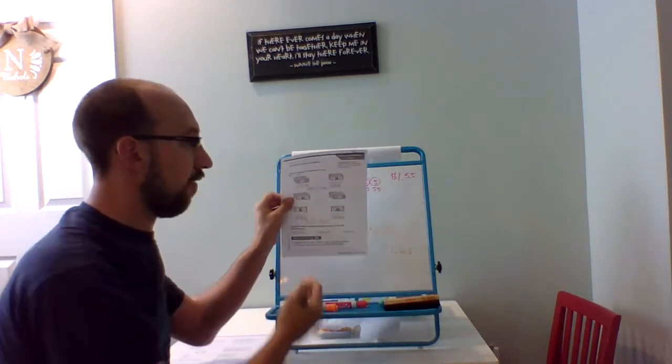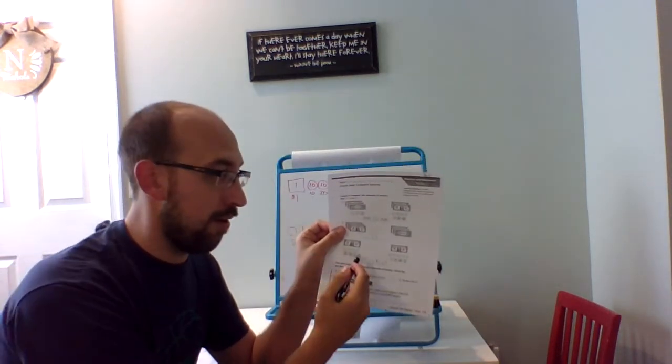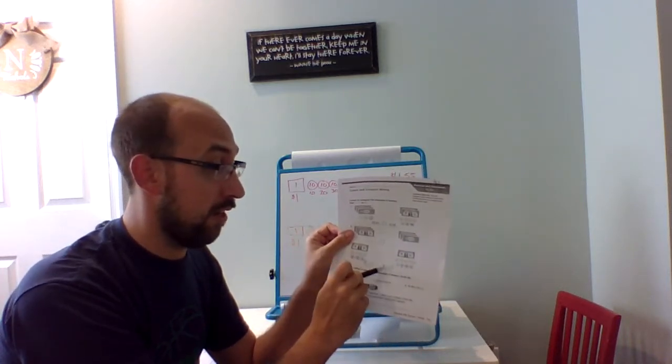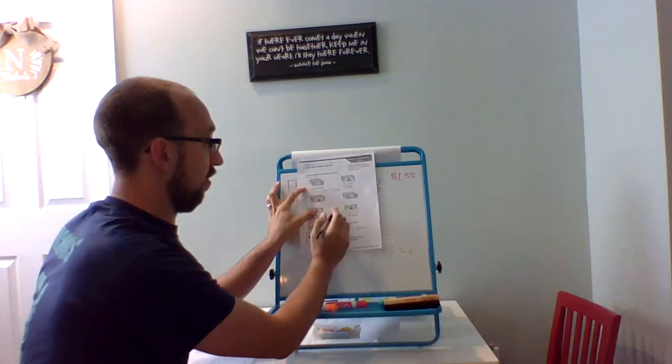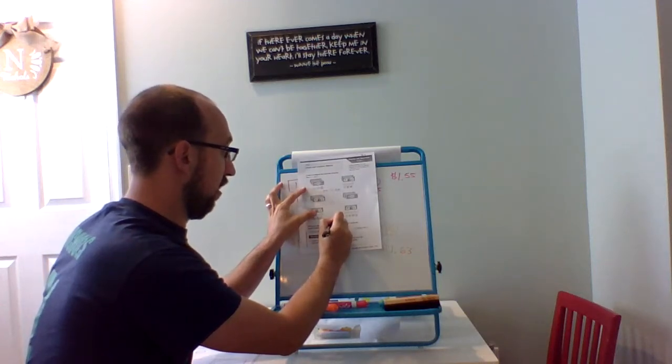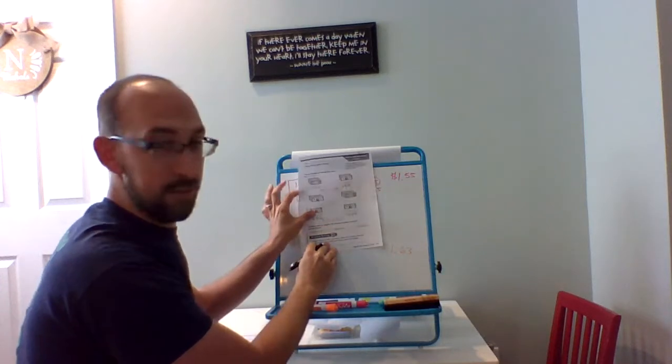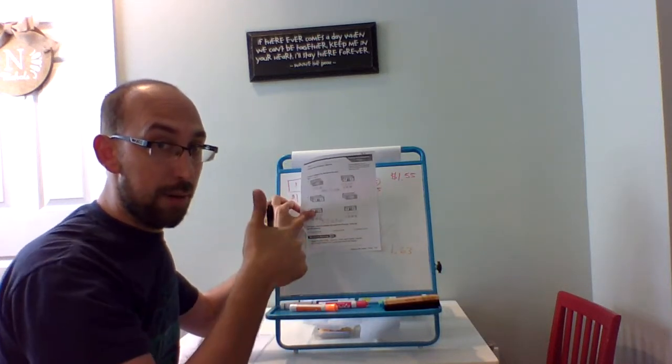And now all I have to do, just like when I compare numbers, is the alligator is going to eat the bigger number. So the bigger value here is the $1.63. So I draw the mouth open towards it. So $1.55 is less than $1.63. All right, we're good with that one.